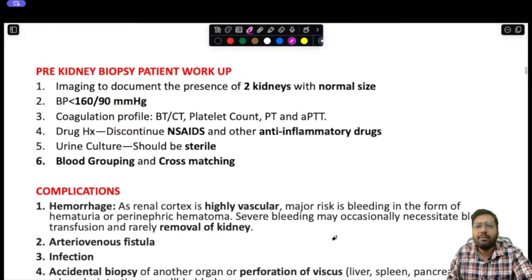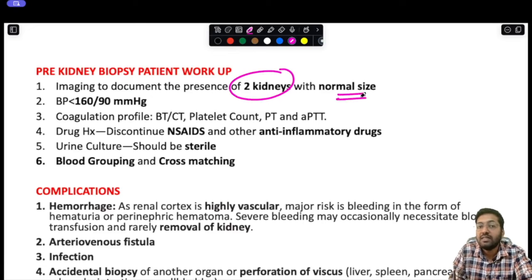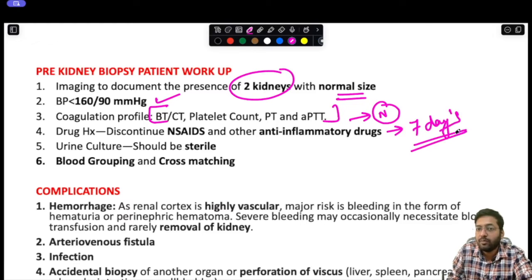So what is the pre-kidney biopsy patient workup? It includes the things that you have to do prior to taking a renal biopsy. Number one, you have to do the imaging to document the presence of two kidneys which are having a normal size. Blood pressure should be less than 160 by 90 millimeters of mercury. You have to do the coagulation profile as in the BT, CT, platelet count, PT, APTT, all should be within the normal range. You take the drug history. If any history of NSAIDs or anti-inflammatory drugs, then you have to postpone the procedure for at least 7 days.